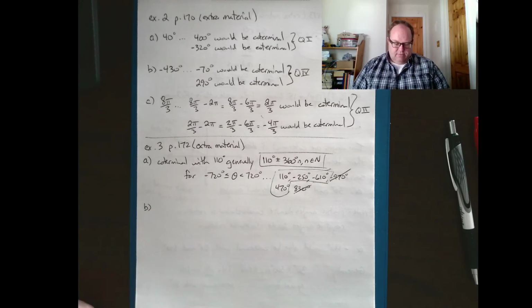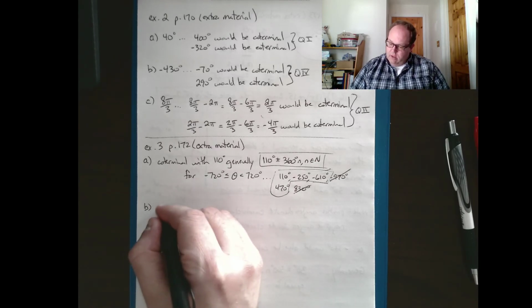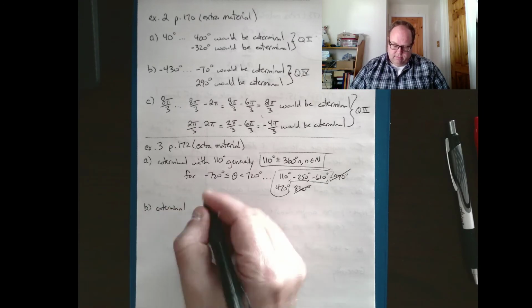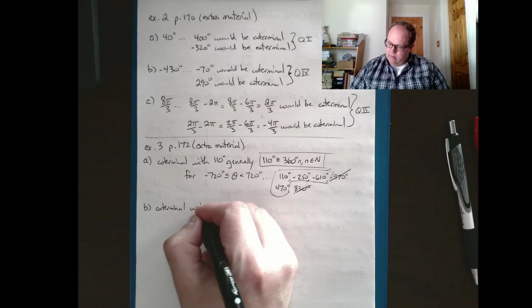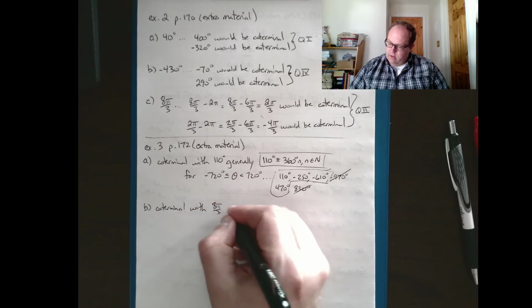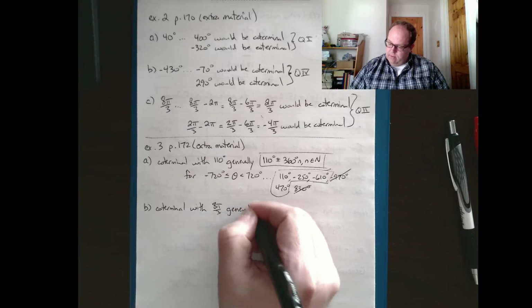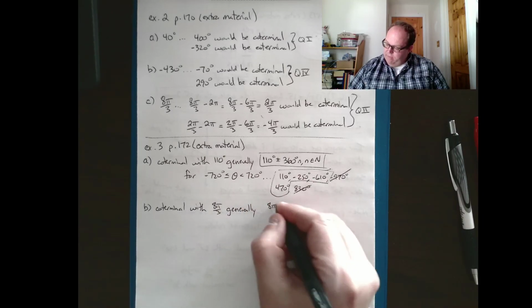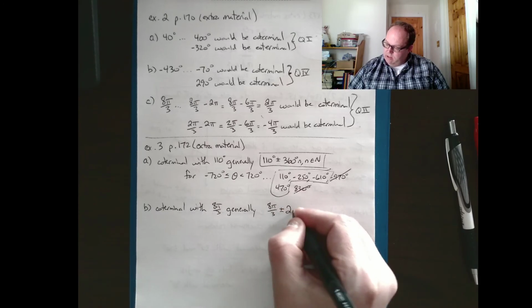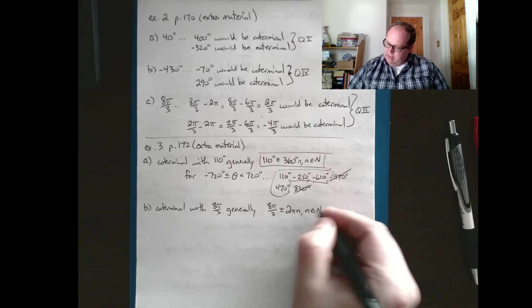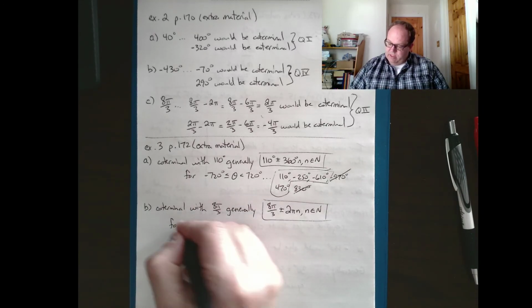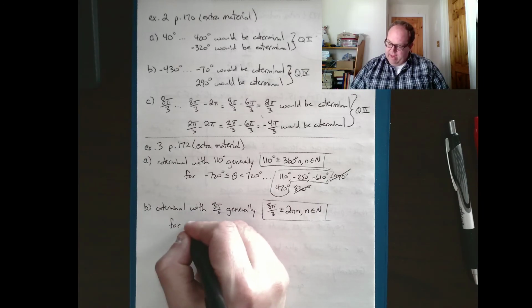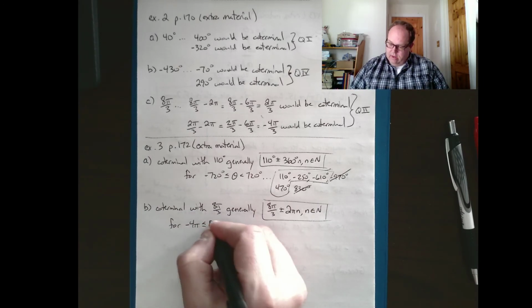In the last part, same sort of question, but working with 8 pi over 3. So coterminal with 8 pi over 3 generally would just be 8 pi over 3 plus or minus 2 pi n, where n is in the natural numbers. And then I look specifically for values between negative 4 pi and positive 4 pi.